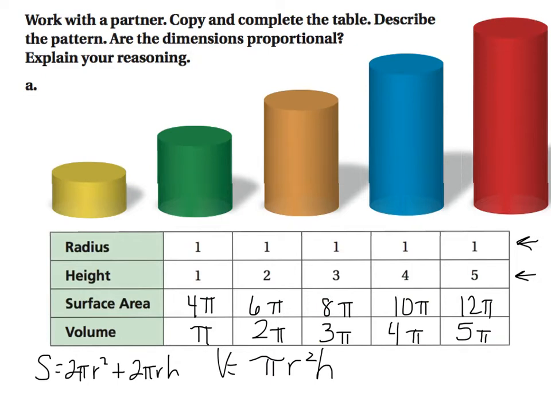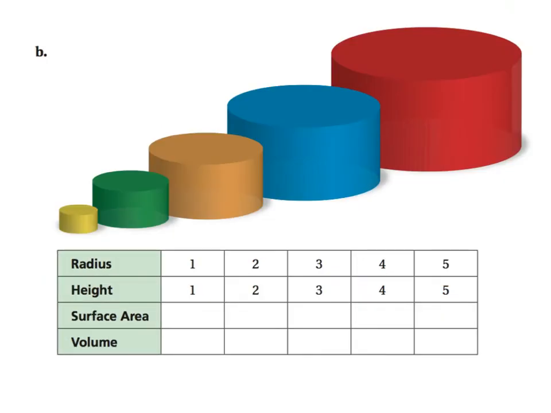Now, they're not proportional. Here's why they're not proportional. The height actually goes up as well as the volume, but the radius stays the same. So because the radius stays the same, nothing else stays the same. These are not proportional. So A would be not proportional. Let's look at the next example.